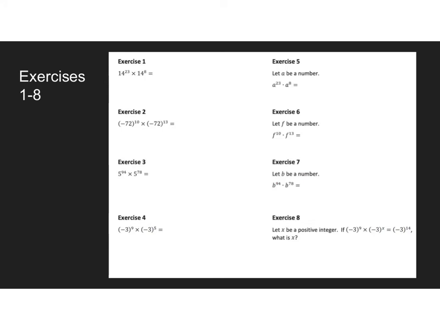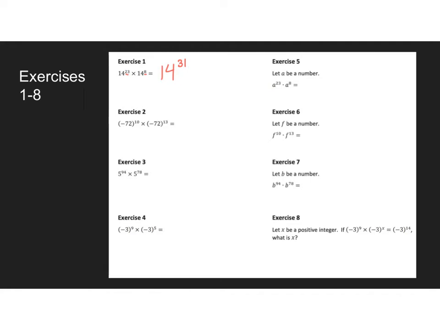All right, I'm going to start you off with a couple of these, and then you're just going to continue and get them all done on your own. For exercise 1, I have the same base. I'm multiplying these two numbers, so this is the same as saying 14 to the 23 plus 8, which is 31. 14 to the 31st power. I just added my exponents up. Okay, kept the same base.